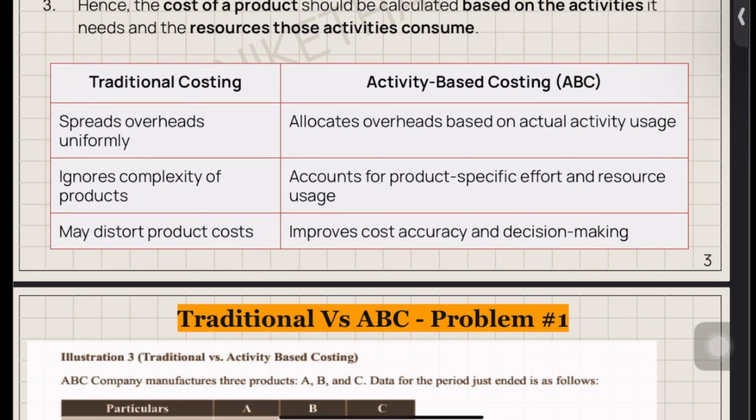What is product specific effort? That means based on the activity consumed by those products. Traditional costing may distort product cost if it is a non-standard and complex environment. But in a standard and simple environment, traditional costing is the best. Why? It is easy and simple to do. ABC is not easy and simple to do. You have to identify activities, then calculate their rates, then charge these activities to products. So this is complex. Even though you get accurate information, the process itself is complicated. So that is ABC.